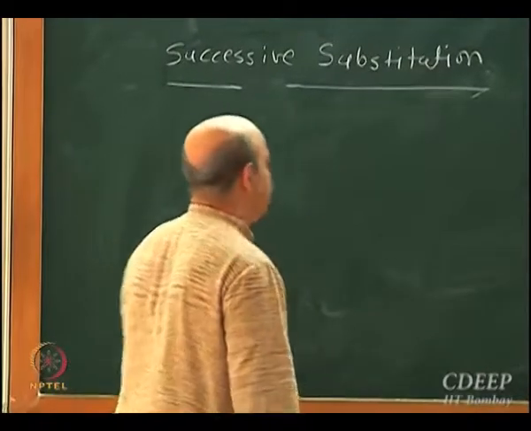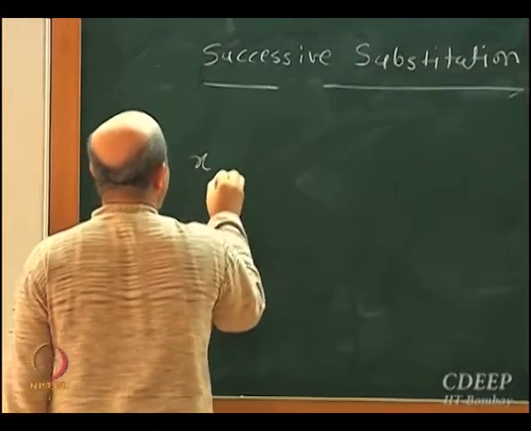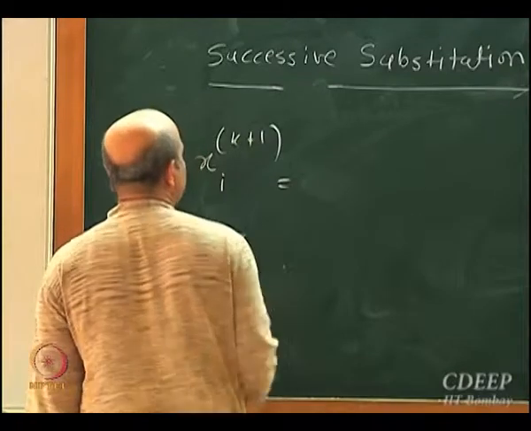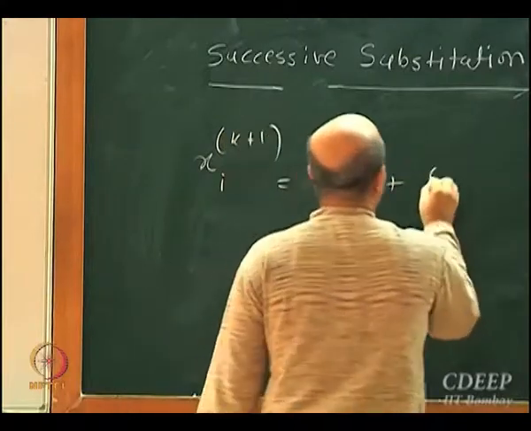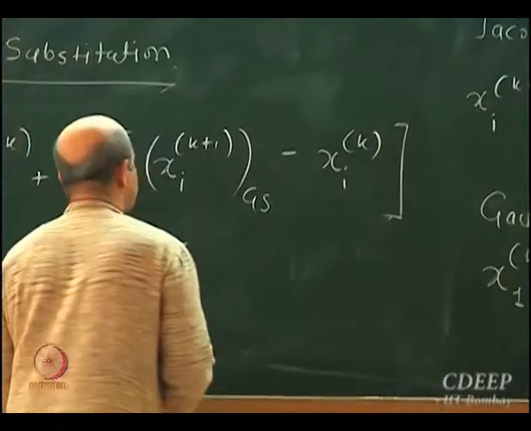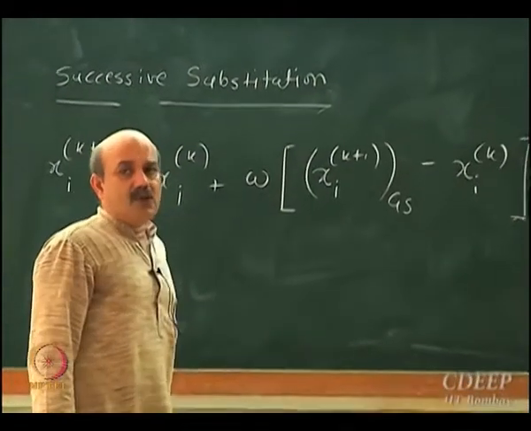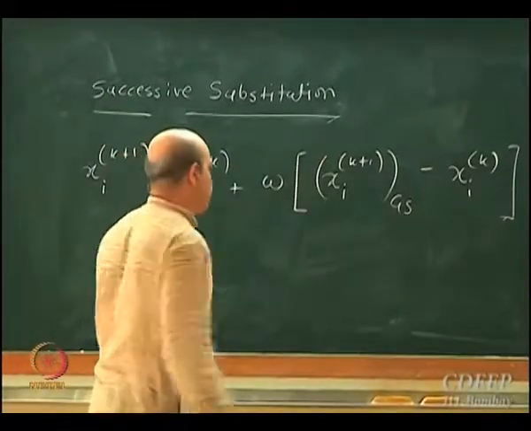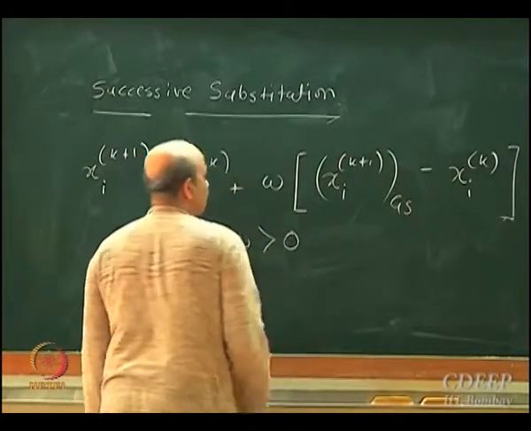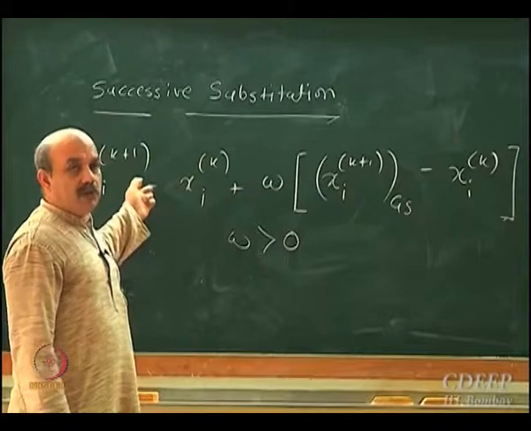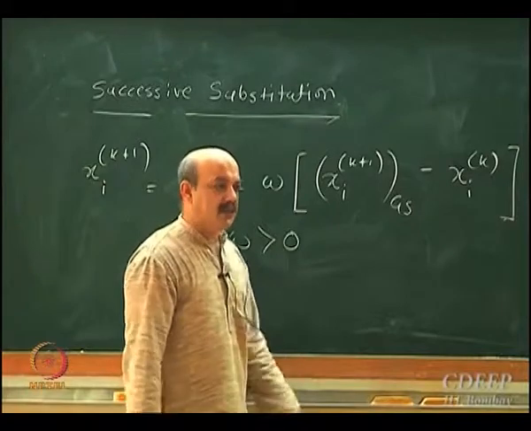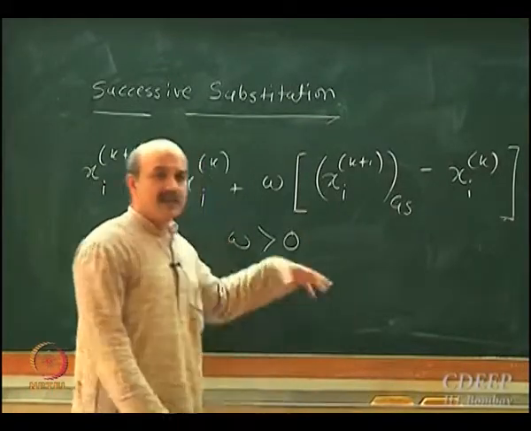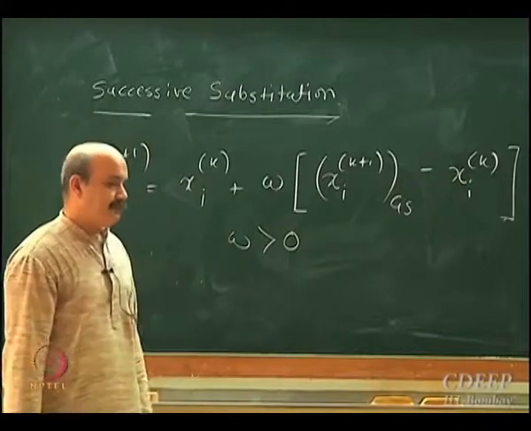So one can devise relaxation iterations here by saying xi at k plus 1 is equal to xi at k plus omega times the Gauss Seidel step. So you make one Gauss Seidel iteration, choose an omega which is positive, omega greater than 0, and create a new guess which amplifies the change predicted by the Gauss Seidel step. So one can have all these kinds of variations here.